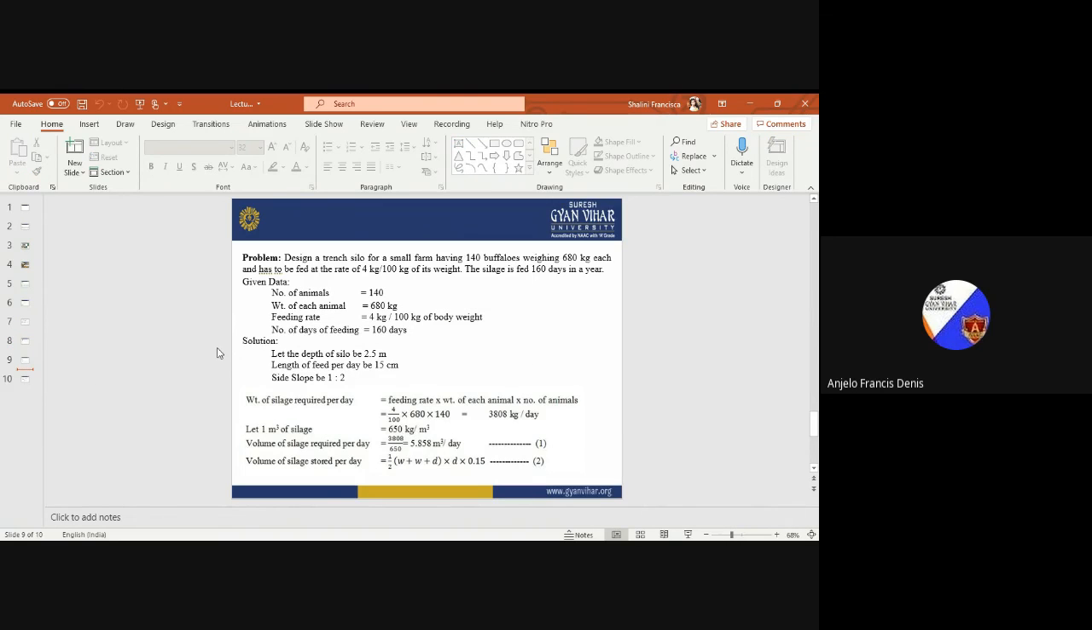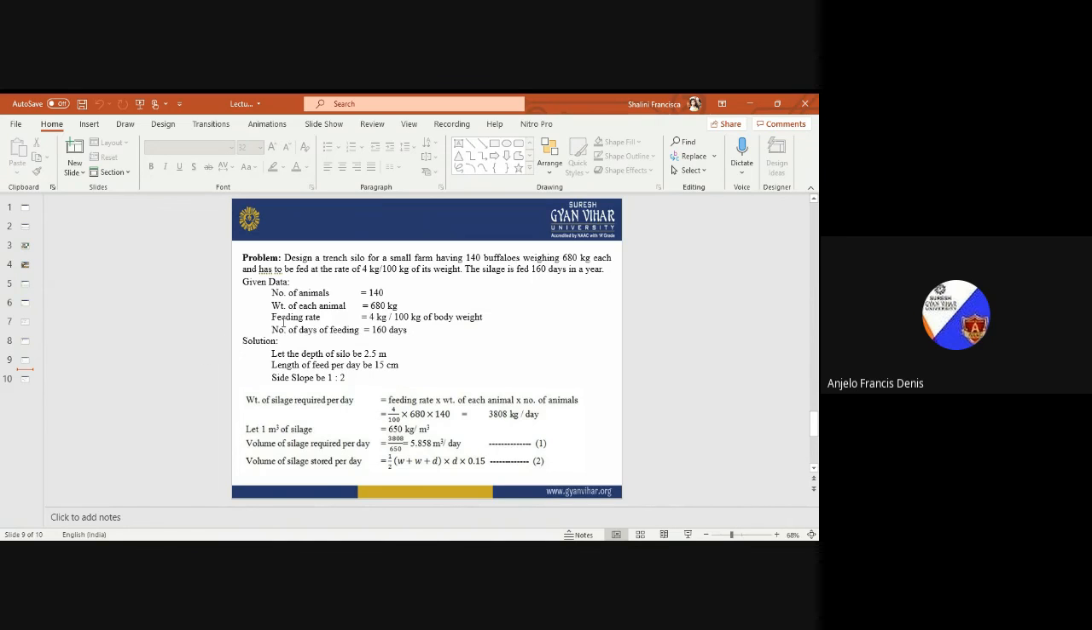So next there is a problem on trench silos. Design a trench silo for a small farm having 140 animals, weight 680 kg each, and to be fed at the rate of 4 kg per 100 kg of body weight. The silage is fed 160 days in a year.